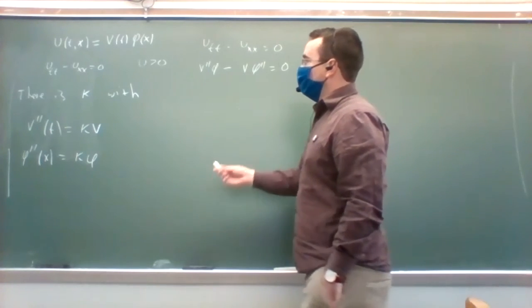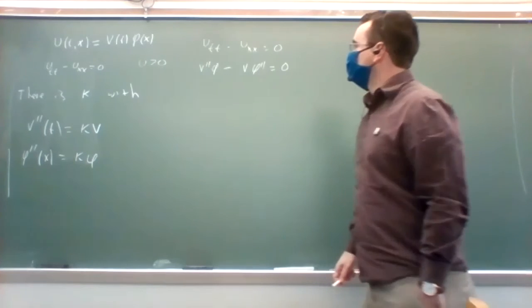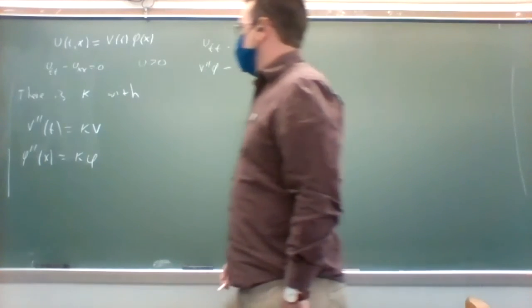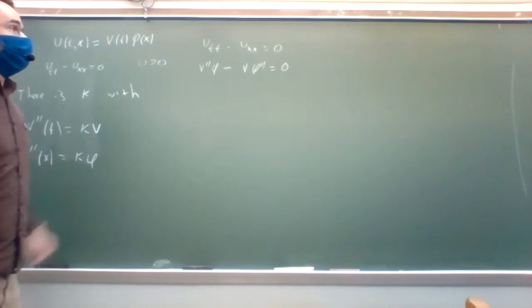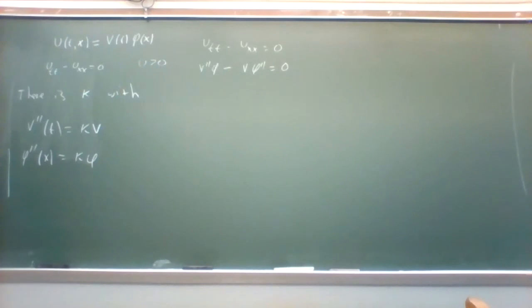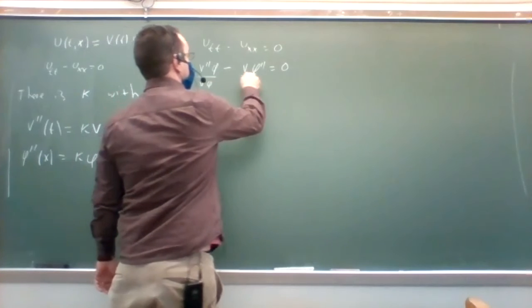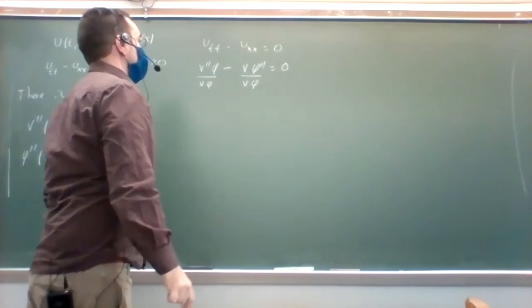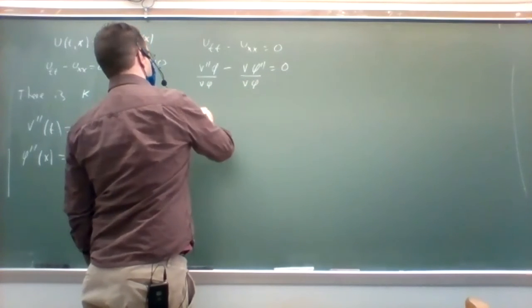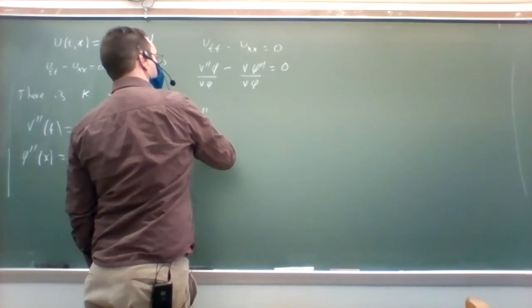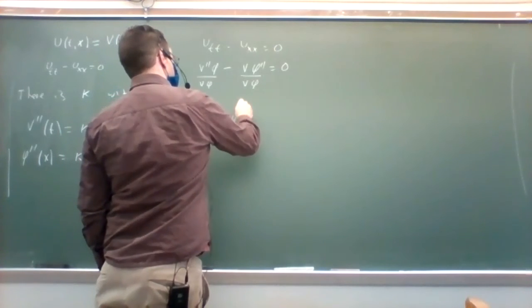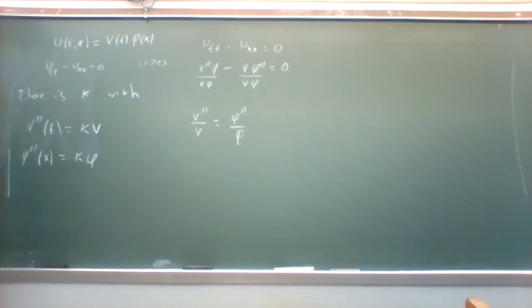So now dividing through by u, since it's not equal to 0. The next step is valid whenever u is bigger than 0, so let's keep that in mind. Dividing through by v phi, and bringing this to the other side, is now going to give us v double prime over v equals phi double prime over phi. So you get this nice symmetry.